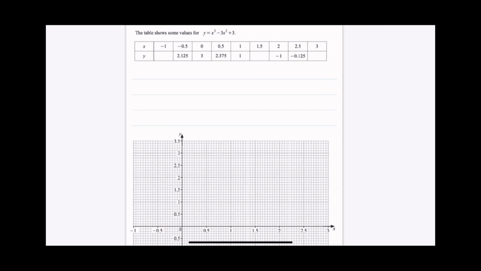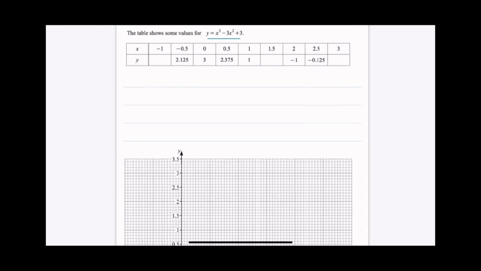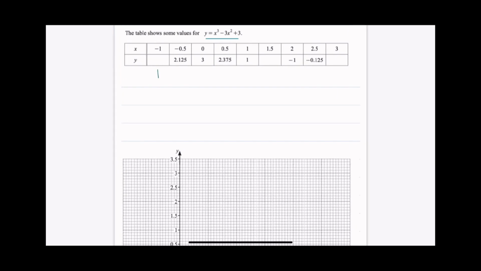Let's look at another question here. If you have this equation here, can you see this? You have to find out the values of this, this, and this.